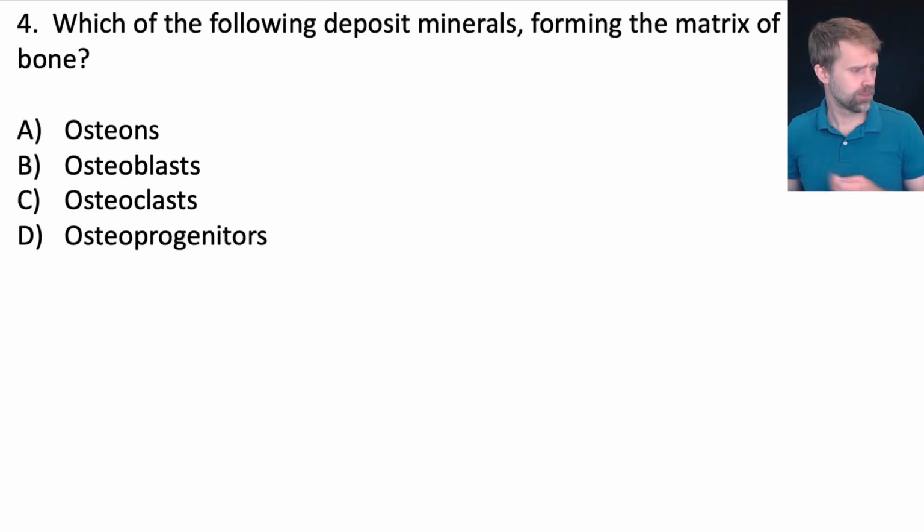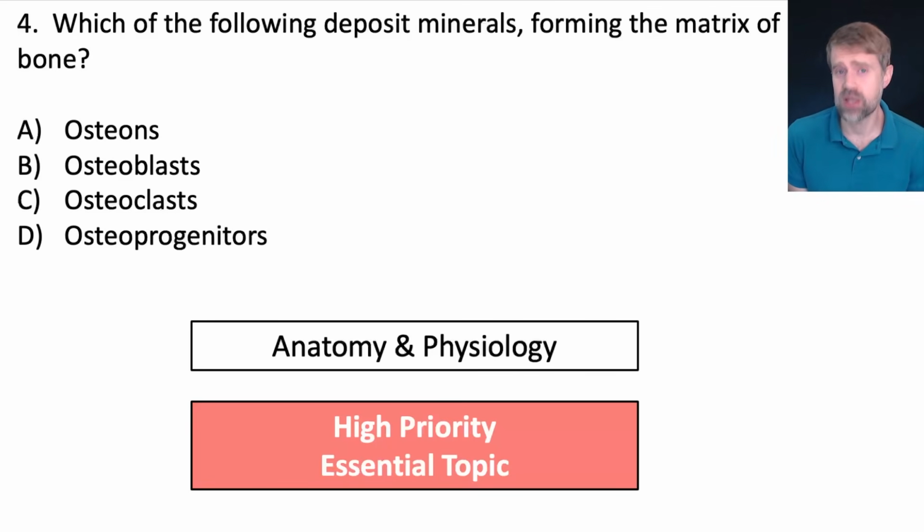Number 4, which of the following deposit minerals forming the matrix of bone? Is it osteons, osteoblasts, osteoclasts, or osteoprogenitors? Okay? This is an anatomy and physiology question. It's another high priority essential topic.